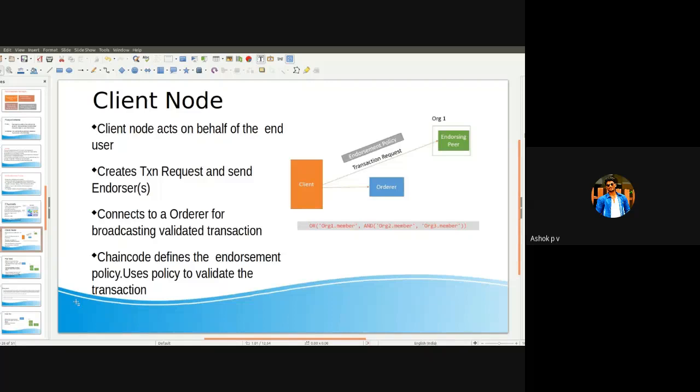So chain code defines this endorsement policy. Chain code is nothing but the transaction code that we write. The code that we use for writing these transactions is mostly JavaScript, because they support others as well, but here they have used JavaScript by default. So if you have knowledge of JavaScript, you'll be able to easily understand these blockchain applications.